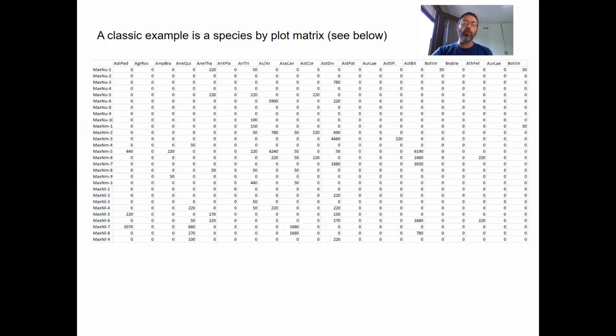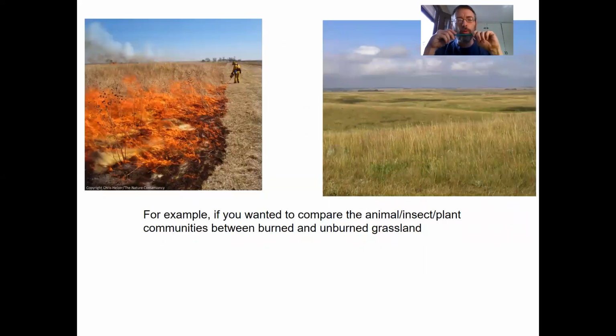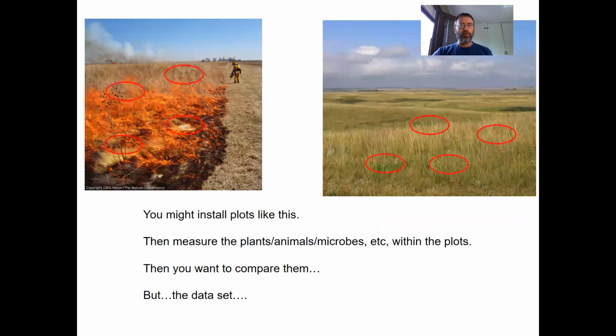If you wanted to compare animals or insects or plant communities between burned and unburned grasslands, you would go out into the field and set up plots like this, and you would measure something within those plots. And then you would want to compare them. But when you got there and started counting things, there wasn't just one thing. You started counting all the beetles or all the grasshoppers or all the insects, including beetles and grasshoppers and everything else, or all the plants. Or you might sample the soil and then measure soil microbes.